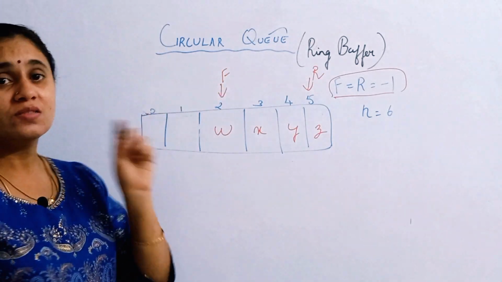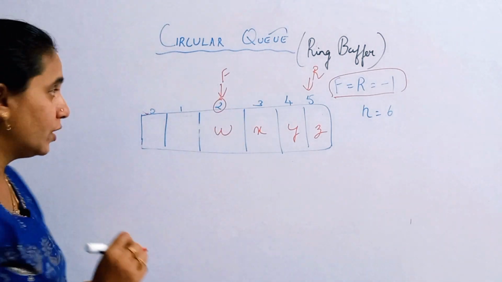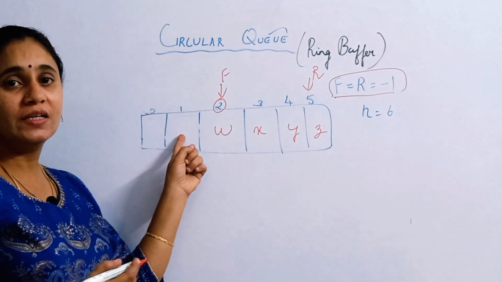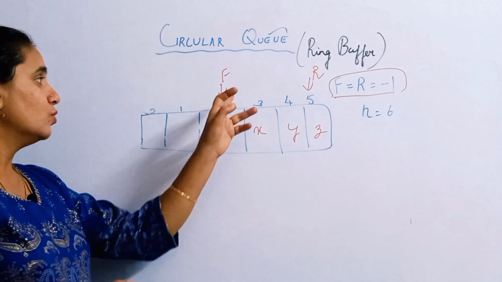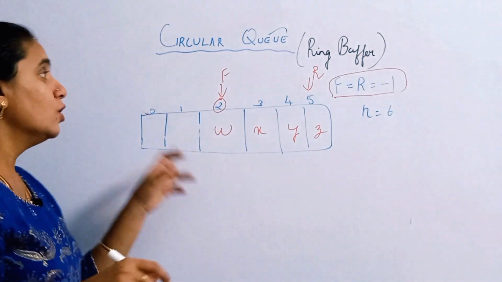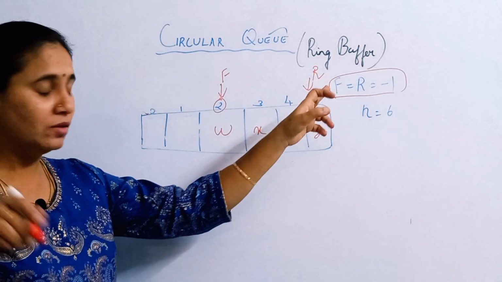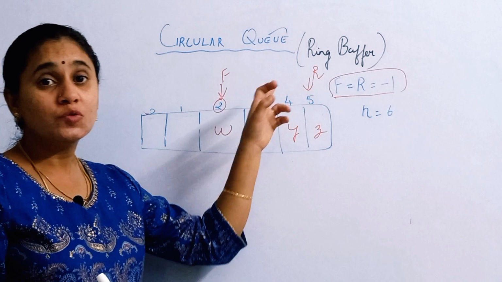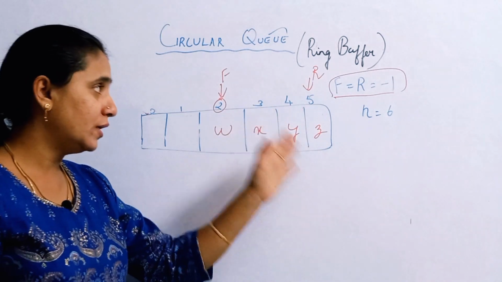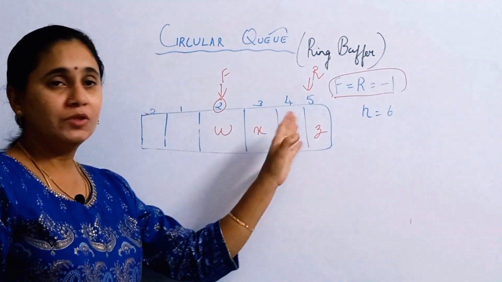Now what is the value of the front pointer? The front pointer value is 2. What this means is that the 0th index and 1st index are empty, isn't it? That's why the front pointer value is 2, right? Next I must check the value of the rear pointer. The rear pointer value is 5, right? So what is the meaning? The circular queue data structure has reached the last index value, so I cannot insert.